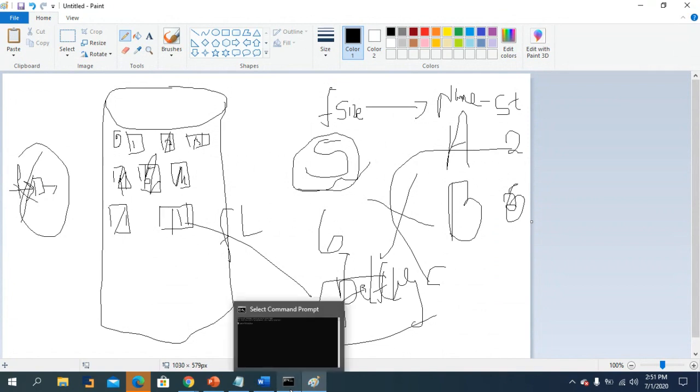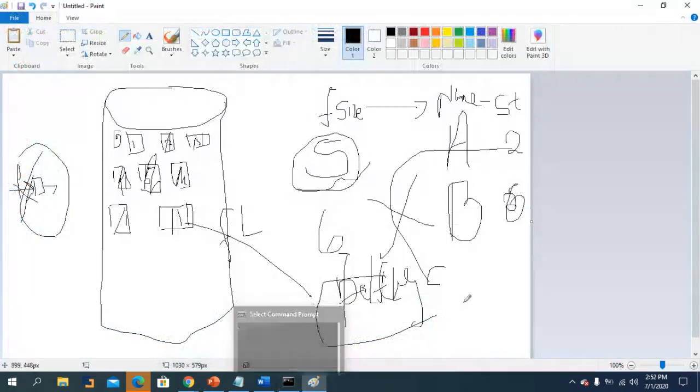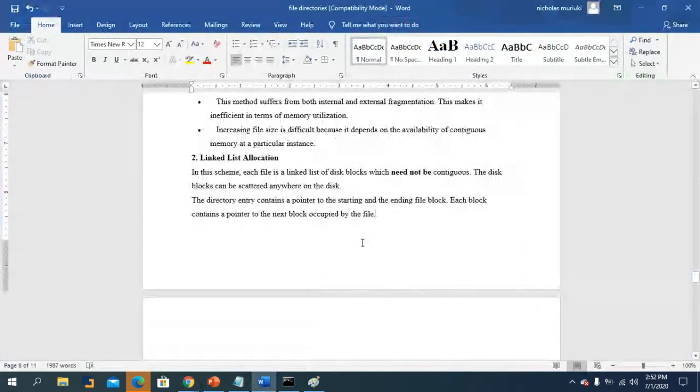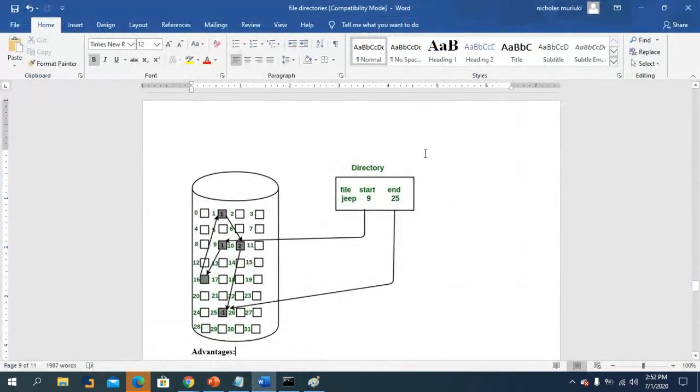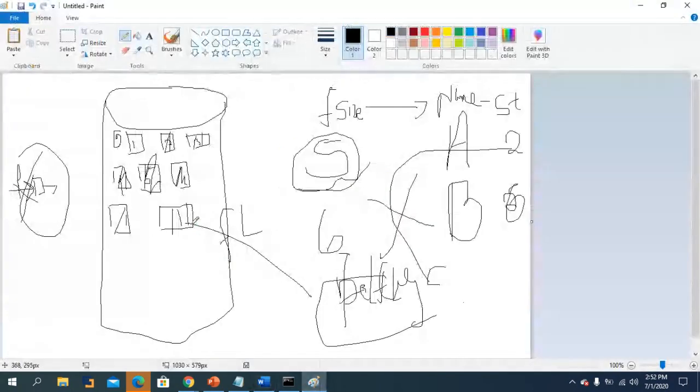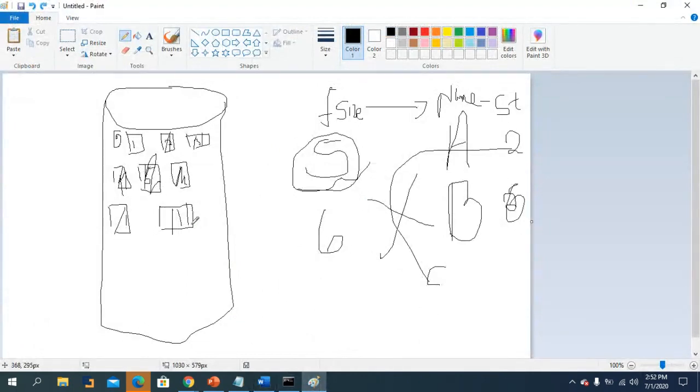But the advantage is it is easier to access. We cannot lose data. We cannot lose content because we are having contiguous allocation of these files. So in this case, we need to understand how we can present that. Meaning that if we have a file, but the start is 9, but it is supposed to end at 25, it means you must know the size of these files so that we can be able to link them. And that is how I want you to see here. I want you to see something here.